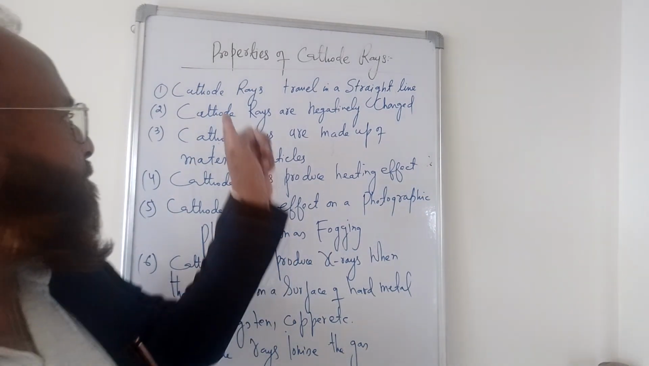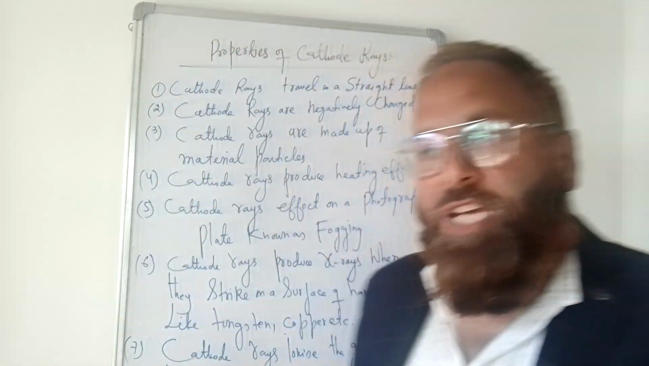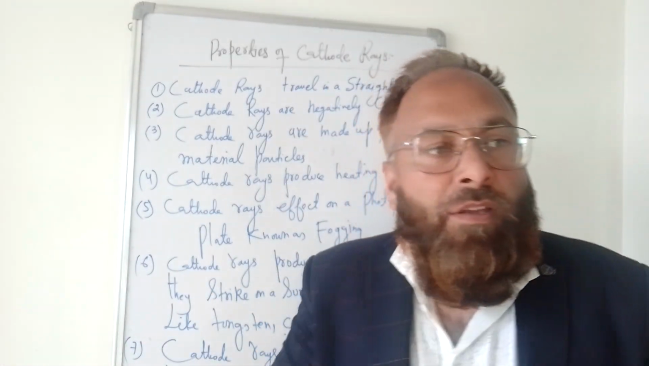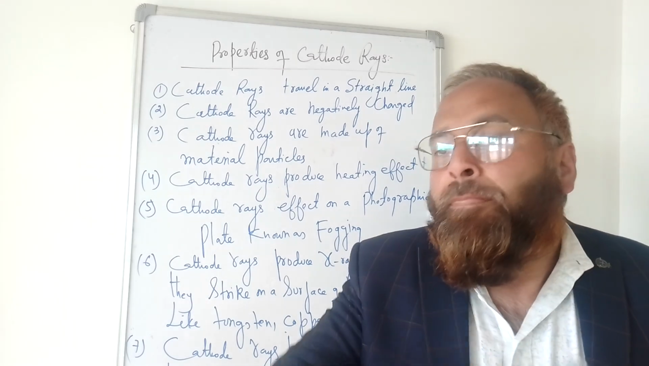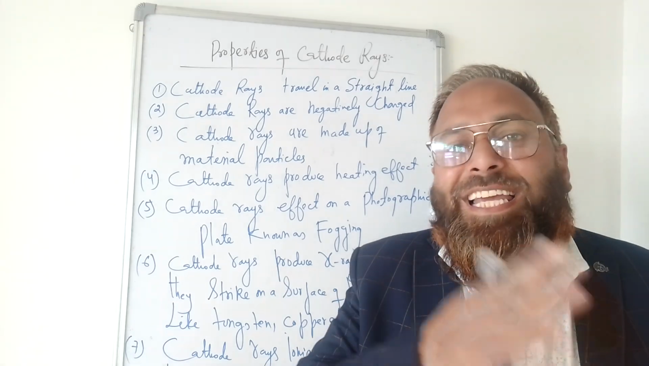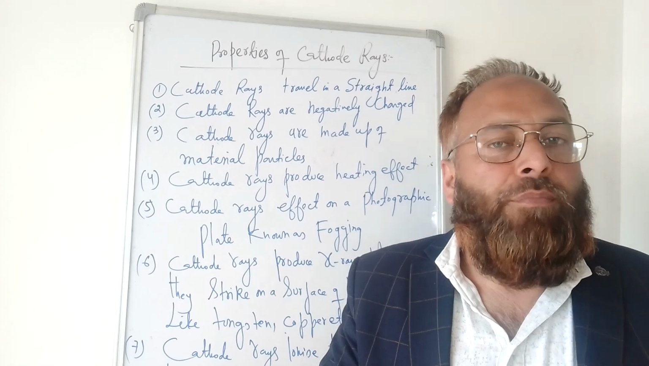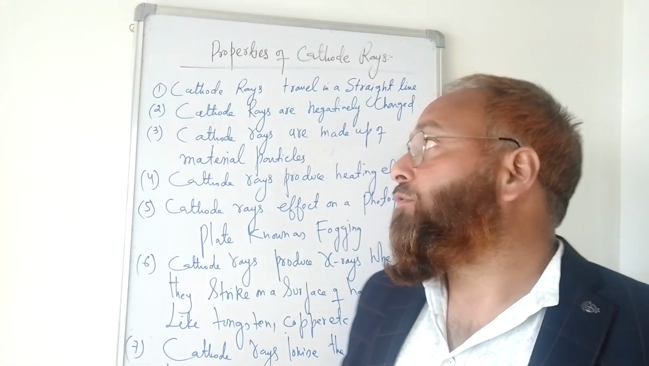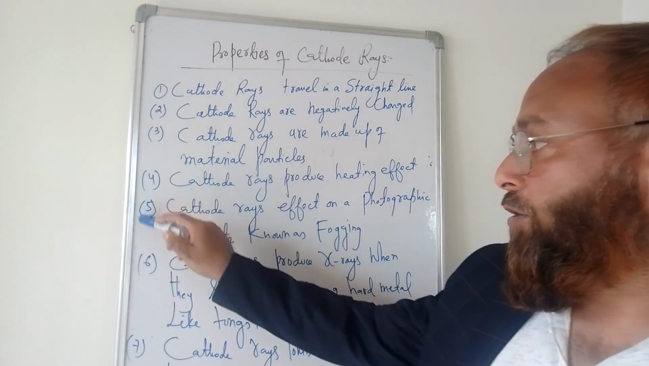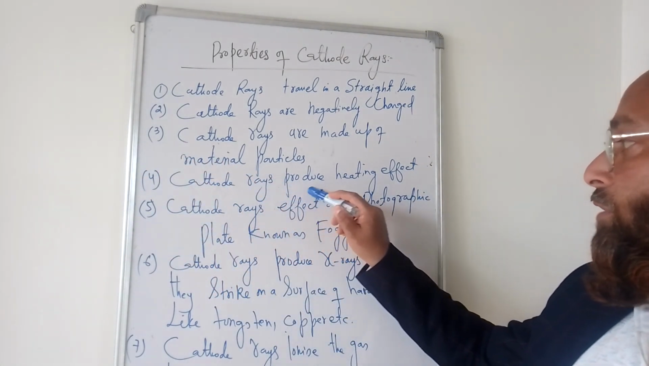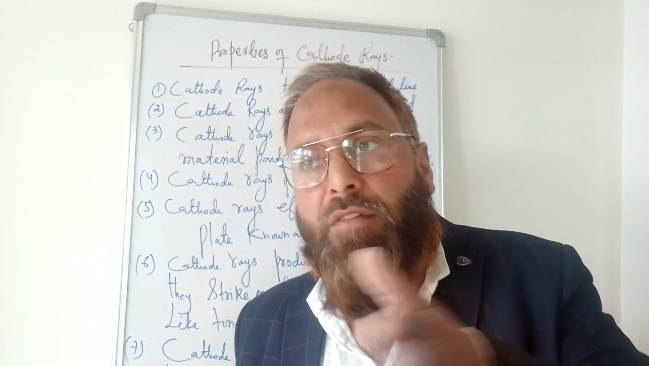First property: cathode rays travel in a straight line. Whenever we have the discharge tube experiment, from the left side cathode rays are produced and they move towards the positive side, towards the anode, but they move in a straight line. So the first property is that cathode rays travel in a straight line from cathode to anode.